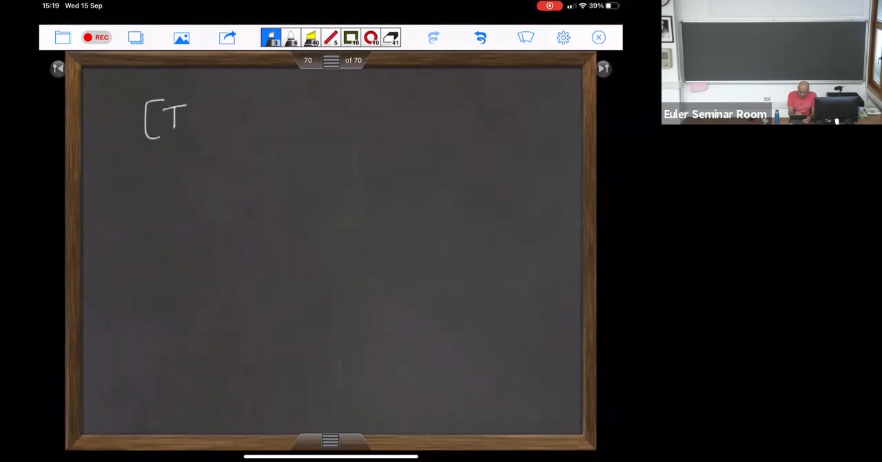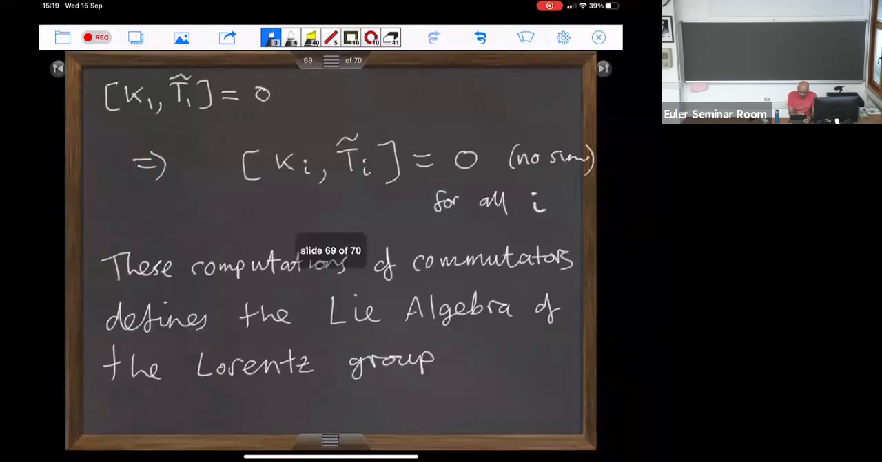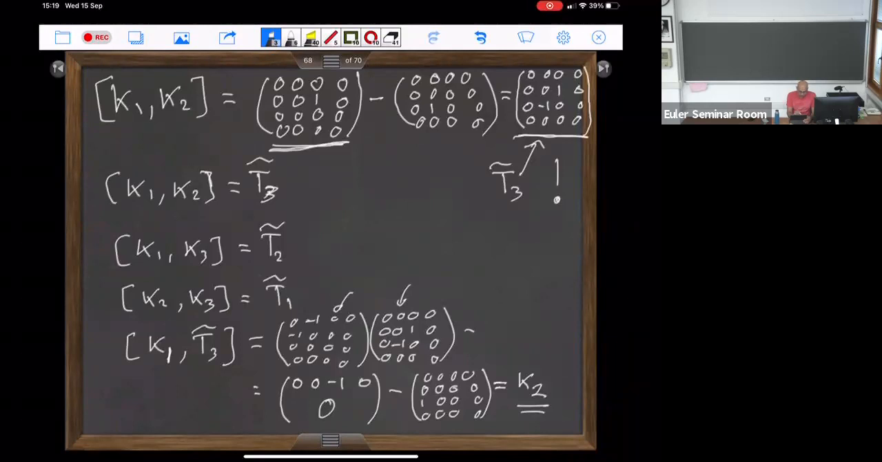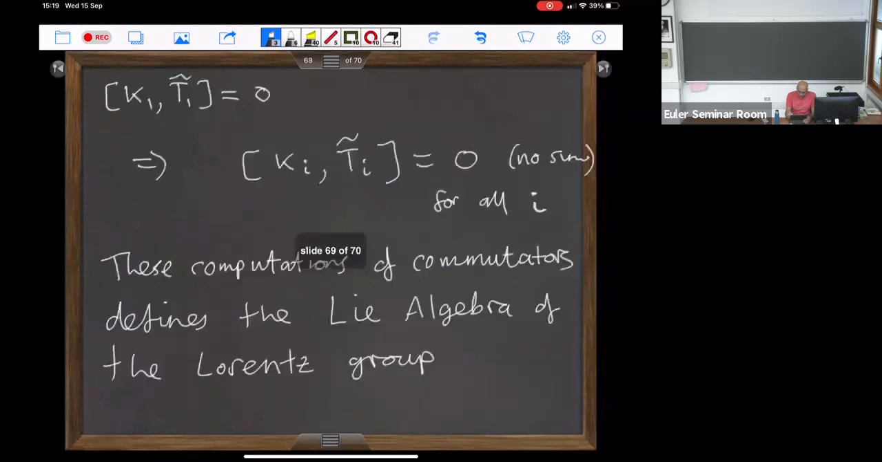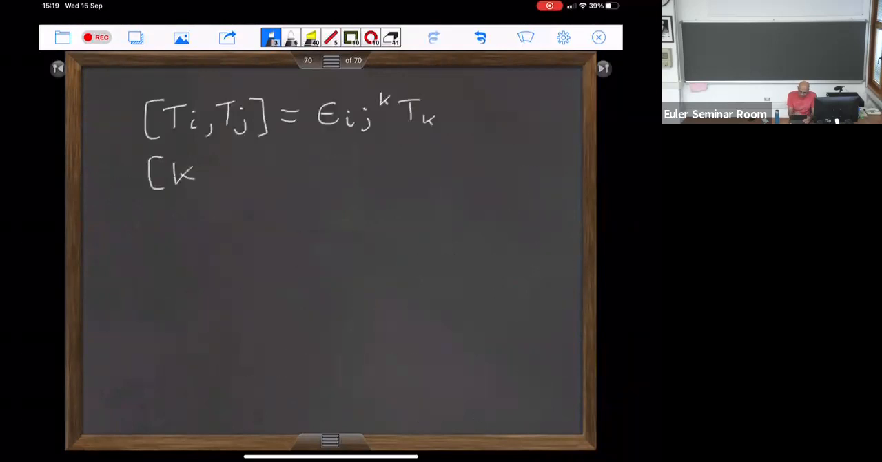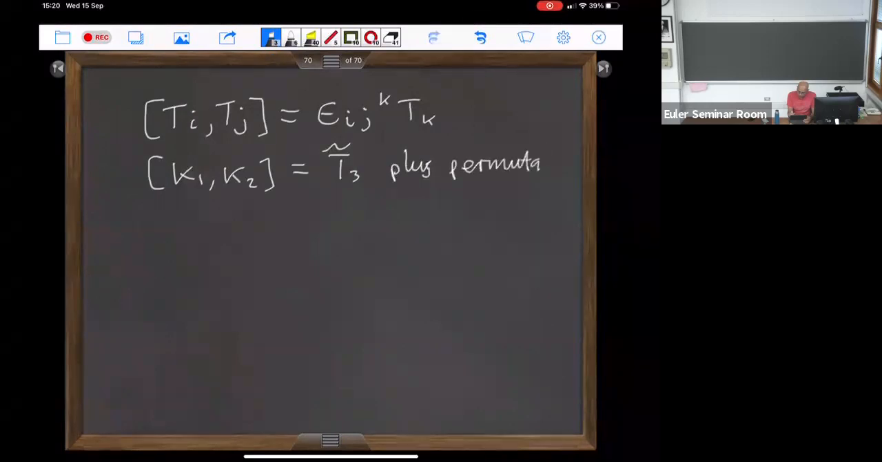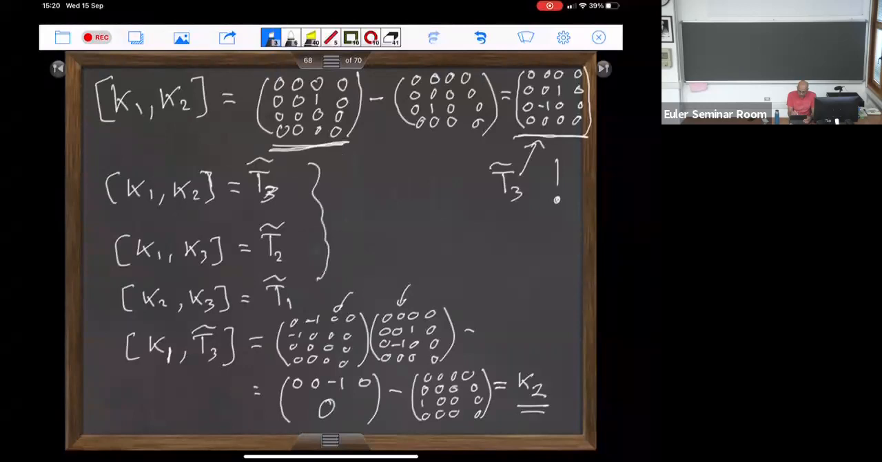And so we had the rotations. Then we have these relations over here. Next time we're going to write these in a more compact form. So it's these plus permutations. That gives you these three relations here.